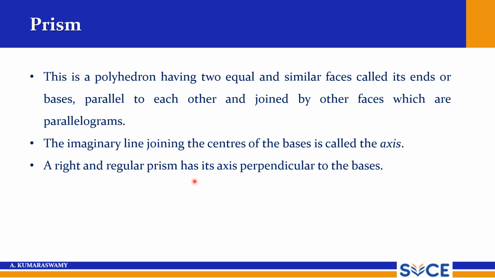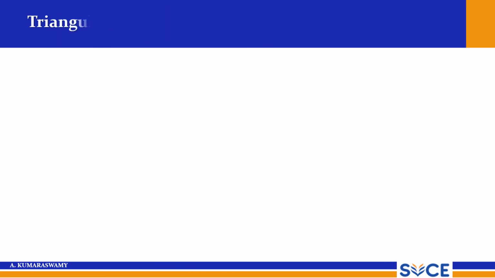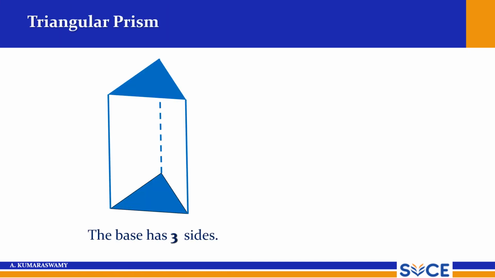A right and regular prism has its axis perpendicular to the bases. So normally we see right and regular prisms only. All the faces are equal triangles. So this is a triangular prism.